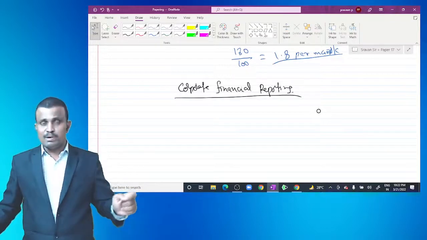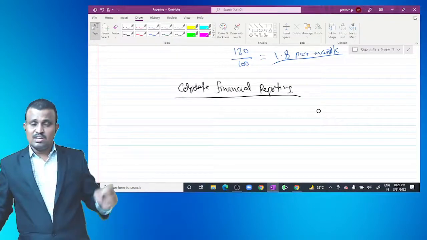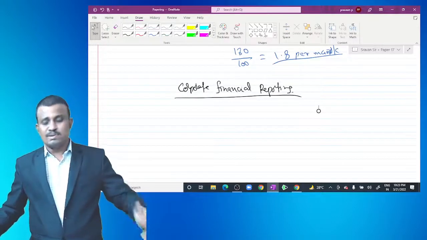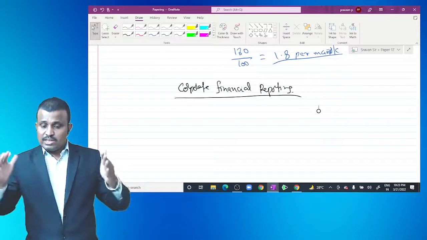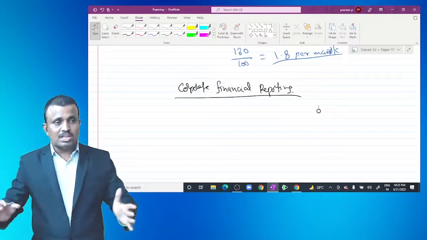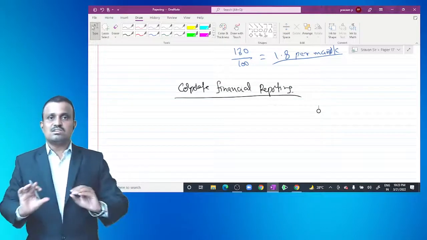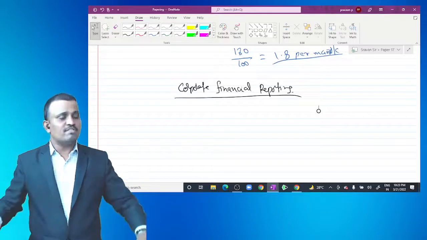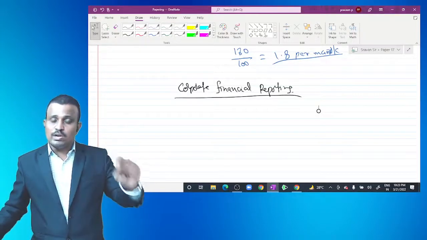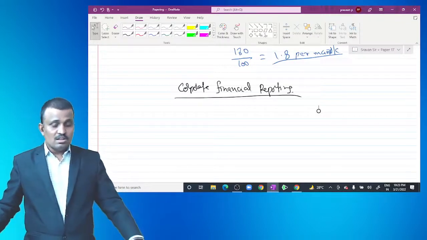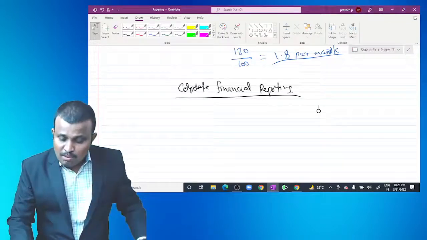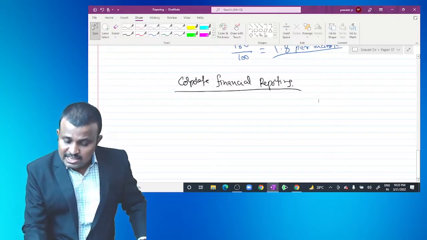As per Schedule 3, Part 1 is there, Part 2 is there. So preparation of the balance sheet and preparation of the P&L statement and corresponding notes and accounts are there. In this session, in the total CFR, we do not discuss the preparation of financial statements. Here we are going to discuss only the reporting of the financial statements. So here, corporate financial reporting indicates what?